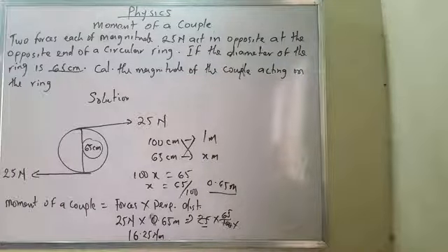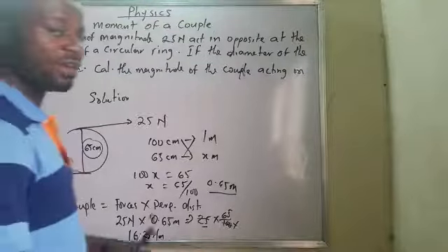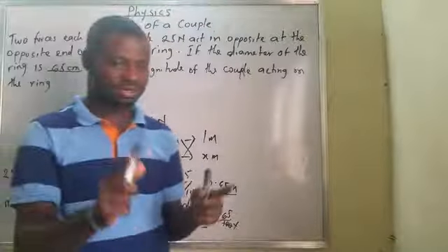Now you can see that the movement of a couple is very, very simple. In the next video I'll be working on the triangular form of it.